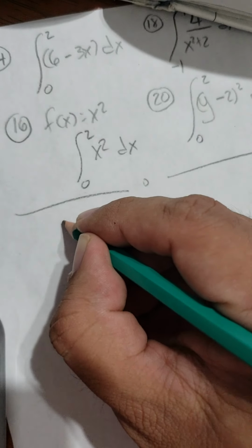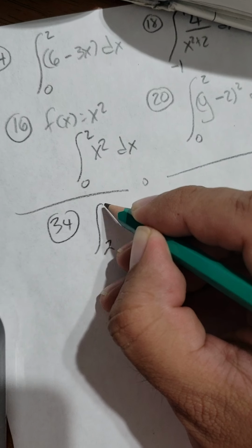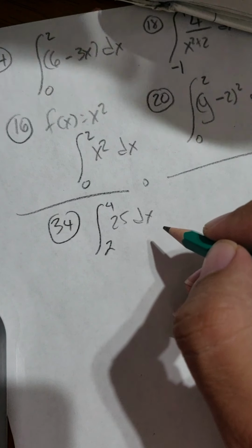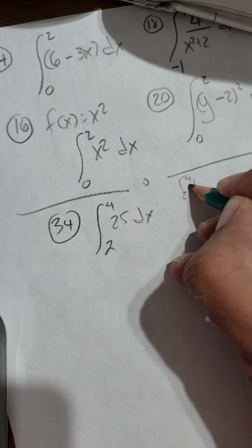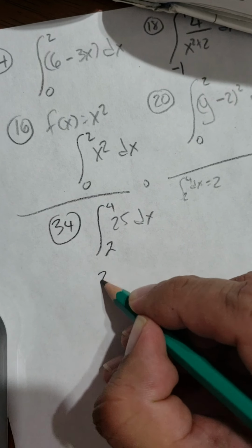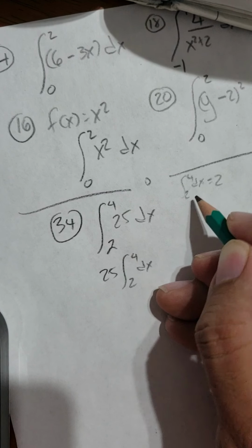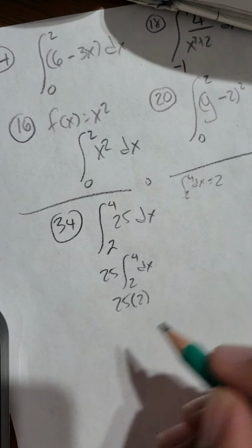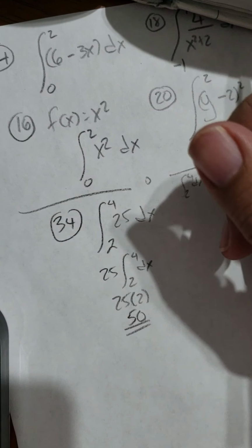Now number 34 says, the integral from 2 to 4 of 25 dx. We already know that the integral of dx from 2 to 4 is equal to 2. Remember, the step here will be 25 outside, integral from 2 to 4 of dx. If we know this value is 2, that will be 25 times 2, which is 50. That's the answer. We only apply the result that we have.